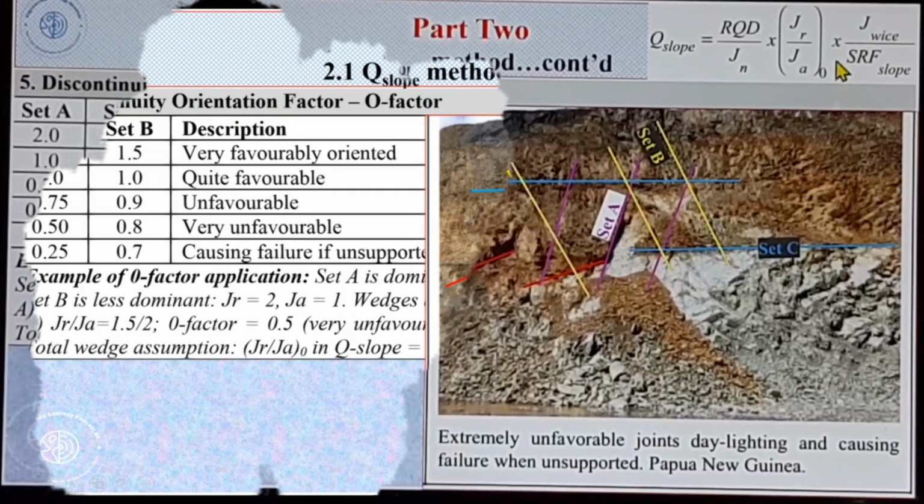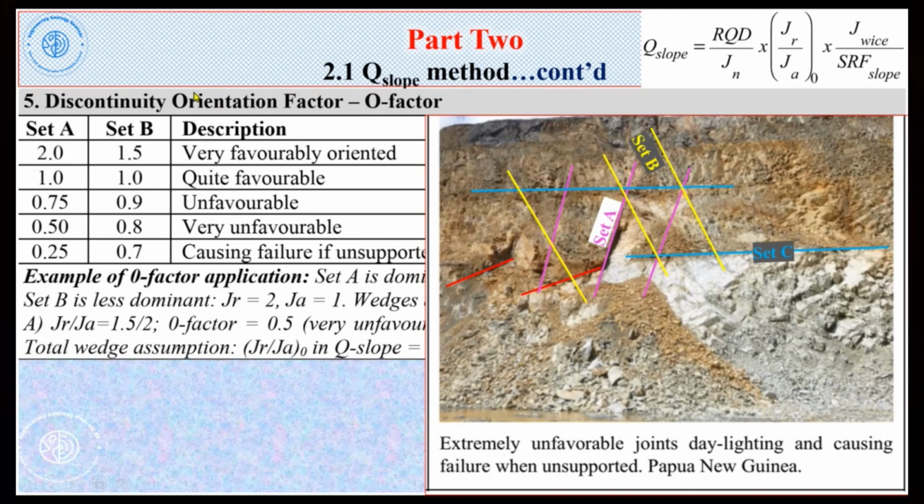The next parameter is the O factor, that is, the orientation factor. For the orientation factor, the description is given here: discontinuity orientation factor, O factor. So these are the ratings for set A and for set B. If it is wedge failure, both sets are considered; if it is only planar failure, you will consider only set A joints. So these are the descriptions: very favorable orientation of the joints, quite unfavorable, very unfavorable, and extremely unfavorable conditions. These are the orientation conditions given. We have to correlate our joint set planes with one of these descriptions.